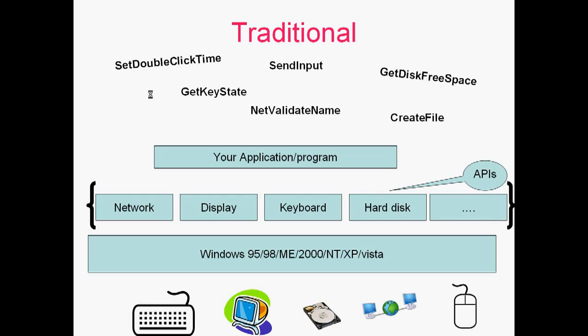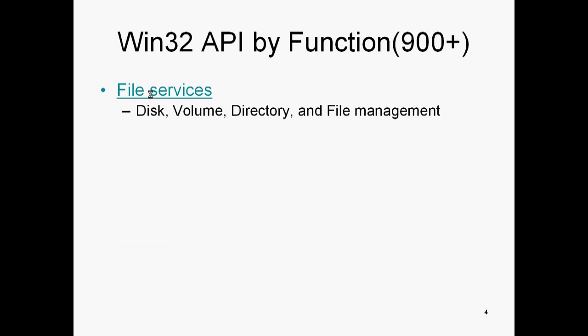So these are some of the APIs: get free disk space, create file, normal file operations. Net validate name, get key state, send input. Send input is the one I was talking about, where you can send a mouse click or keyboard click to external applications. Within Windows, all these are Windows APIs. Every OS has its own set of APIs. I'm just picking Windows because everybody is familiar with it. Even if you go to Unix-based systems, they have POSIX APIs for all this stuff. So this is how APIs traditionally existed.